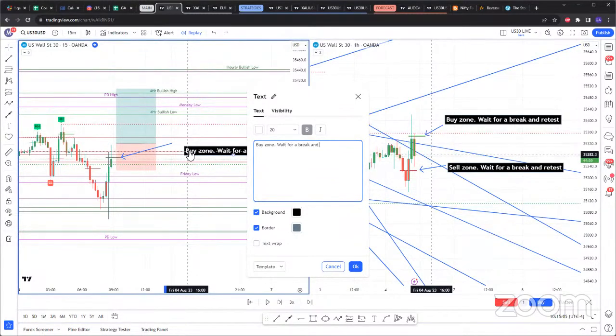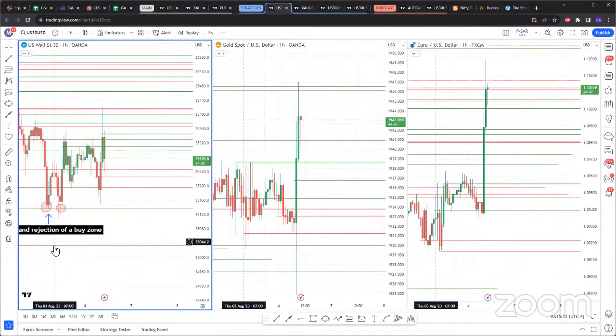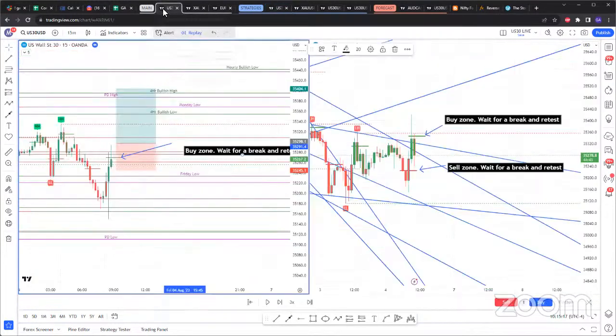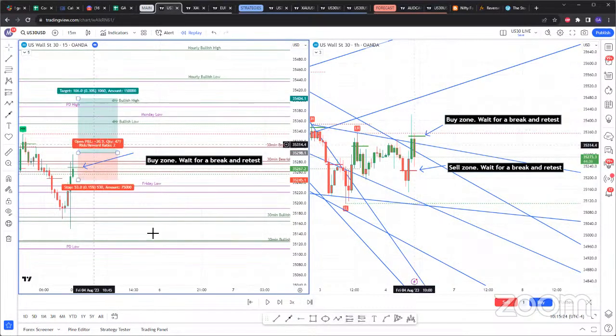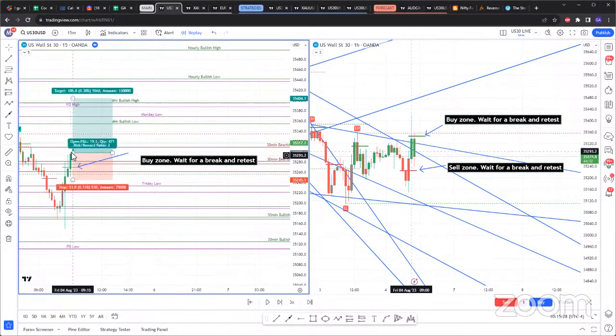Since this is to the top, this is the break and retest. If it was to the bottom, like the way we saw this one, this is a retest and rejection. So break and retest is when the buy zone appears to the top. So what am I waiting for here? Wait for a break and retest. If I'm waiting for the break and retest here and we keep playing the candles, we see the first break and closure above, right? So we want this next candle to retest and close above.